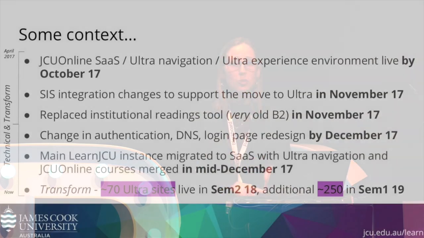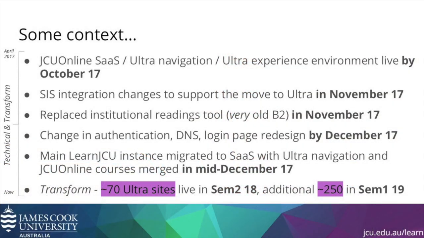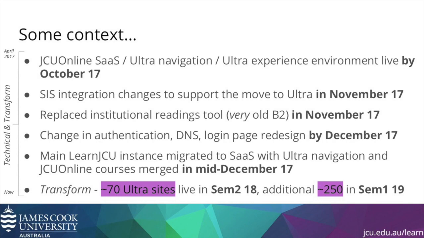In addition to that, we had a change in authentication methodology. We had a DNS change. And we changed the way that we did our login page. And that was all done by the start of December so that it was ready to support our migration in the middle of December. And that was done to take our whole existing 9.1 instance, which was the original instance, up to SaaS. So basically, what we then had was two live environments, both of which were SaaS, and we merged those two together by bringing the courses across from the standalone JCU Online environment into the Learn.jcu main environment. So that was the technical component of that transition.